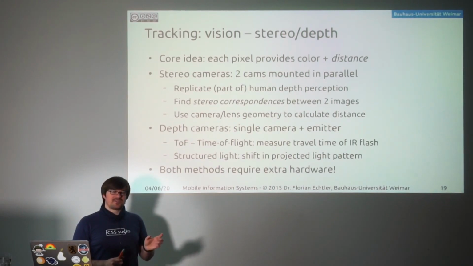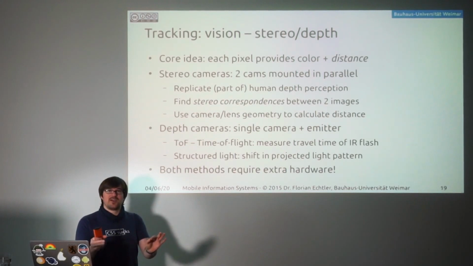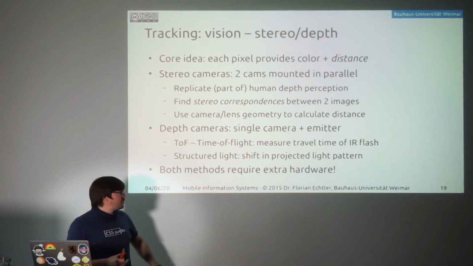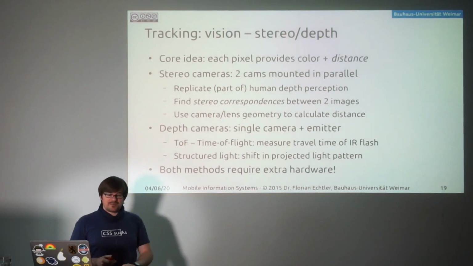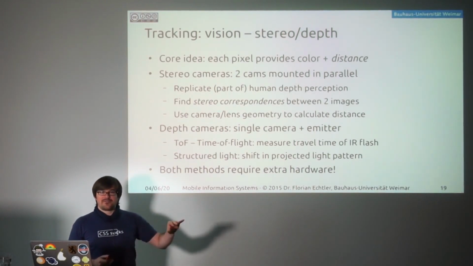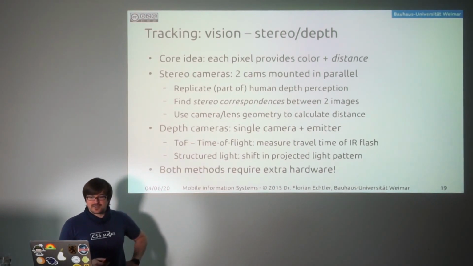Problem is, for this to work, you need to find so-called stereo correspondences between the two images. So you need to figure out which pixel in the left image, for example, belongs to which pixel in the right image. And if you're looking at something like a featureless white wall, then that might be a bit difficult. Many computer vision algorithms actually fail at that. Or if you have a very repetitive pattern that you're looking at, then this sort of algorithm often gets confused.